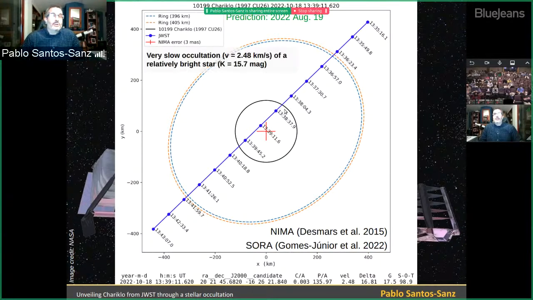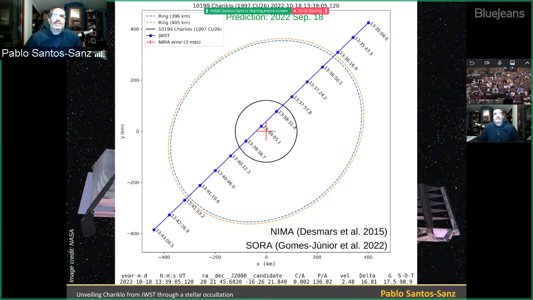Also, it's a very slow occultation. This means that we can obtain high spatial resolution, and also the occulted star is very bright. So what we did, we updated this prediction using the updated ephemeris to take into account these station keeping maneuvers.